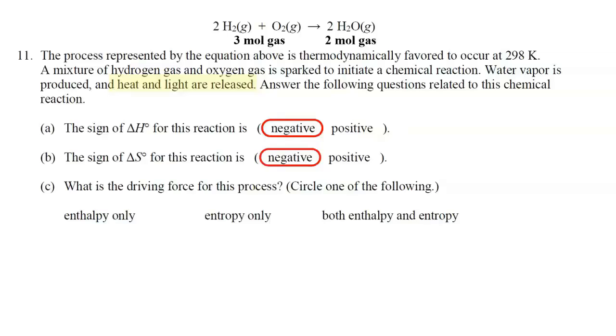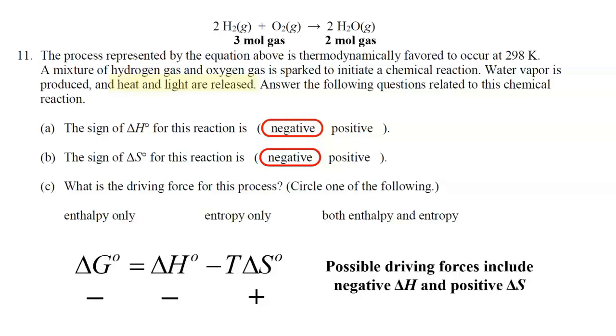Now, part C, what is the driving force for this process? Is it enthalpy only, entropy only, or both enthalpy and entropy? Remember that we're looking for what would cause the sign of delta G to be negative. That's going to be a negative delta H, which we do have in this example, and a positive delta S, which we do not have in this example. So it's going to be enthalpy only as a driving force in this example.